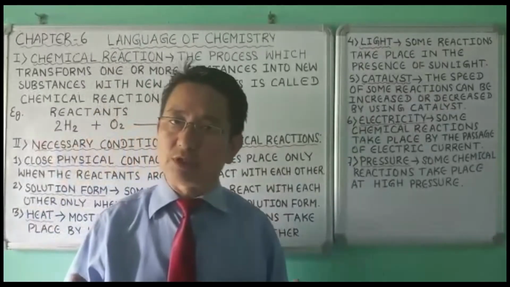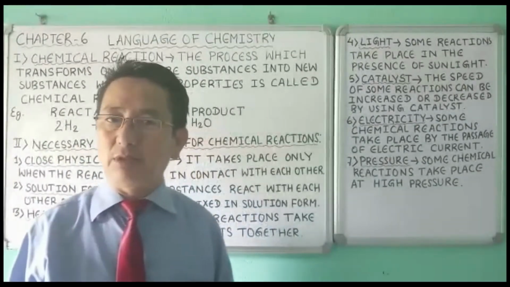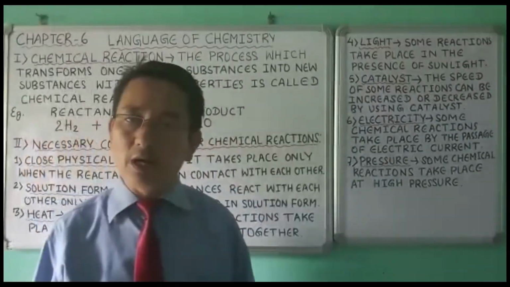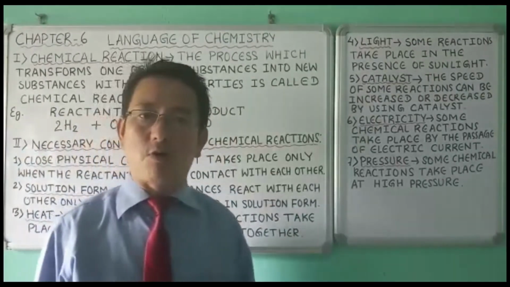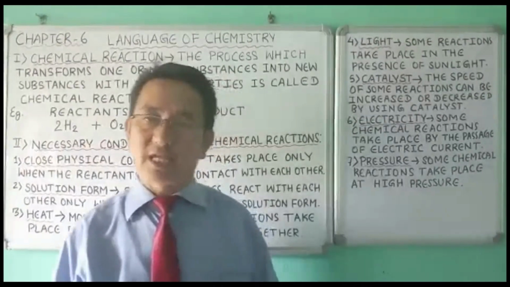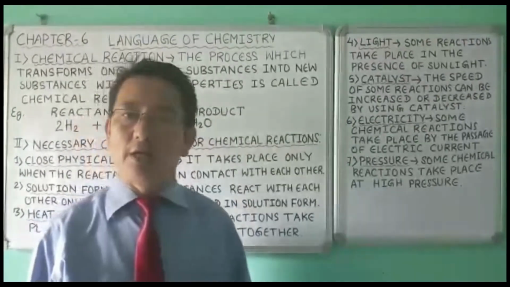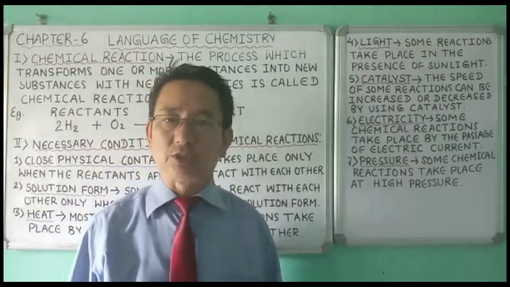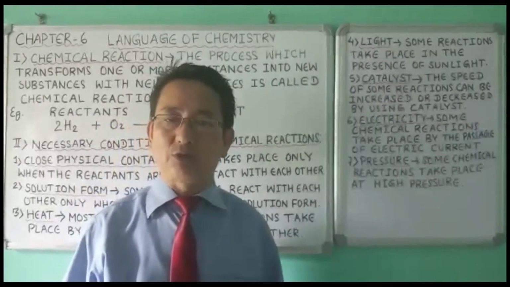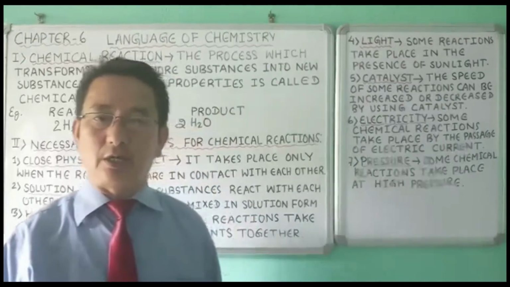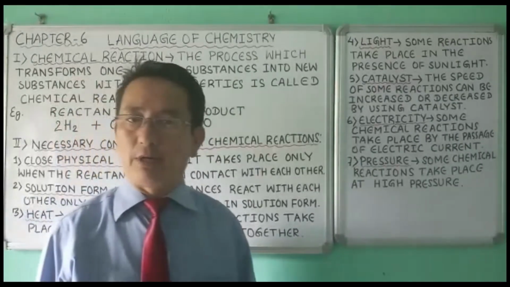As you know, a chemical symbol is the short form of an element, whereas the chemical formula of a compound is the symbolic representation of a compound, which shows the actual number of atoms of each element present in one molecule of a compound.